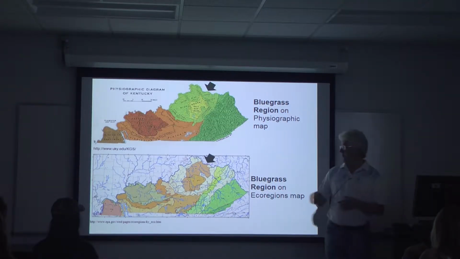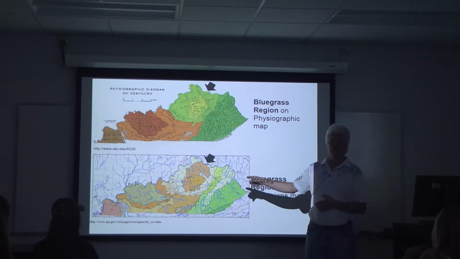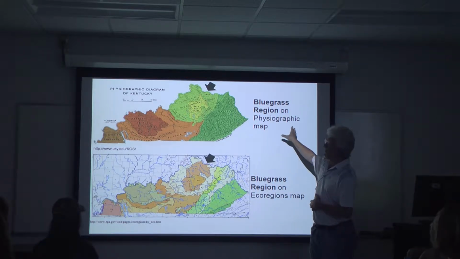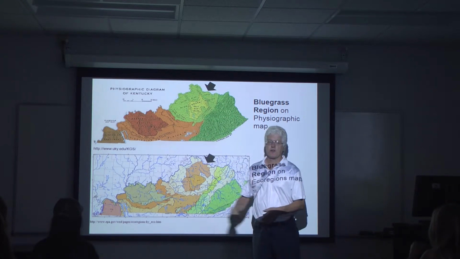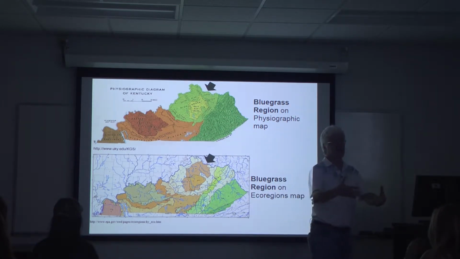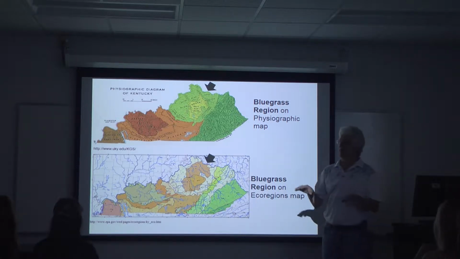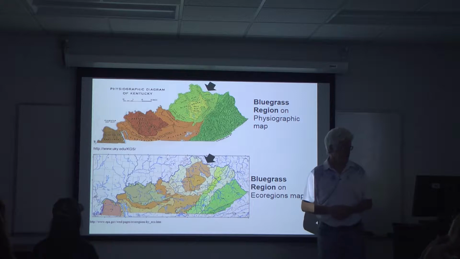Okay, so I know you've seen this map already. This is the ecoregions map. This is a simplified physiographic map. And there's this area along the outside that's called the knobs. It's a series of hills. Everything inside that is relatively level or kind of rolling hills, and we call that the bluegrass. Okay?